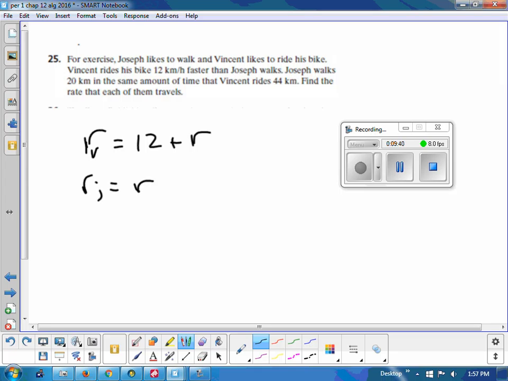So if we use distance equals rate times time. We start with 20. That's going to be Joseph's walking. So Joseph, distance equals rate times time, R times T. And then if we do, so this is Vincent. I'm sorry, that was Joseph.